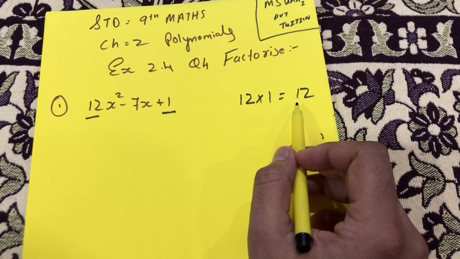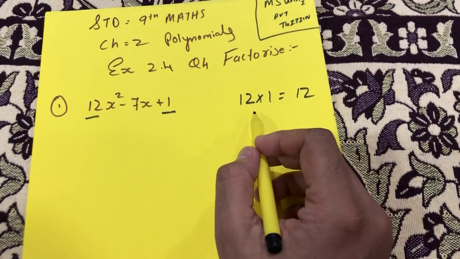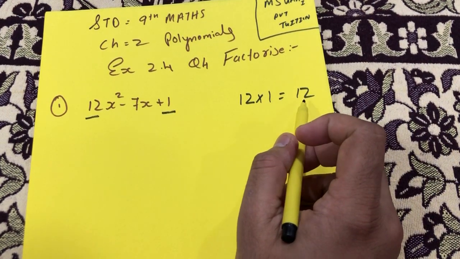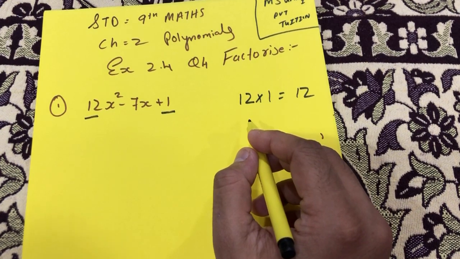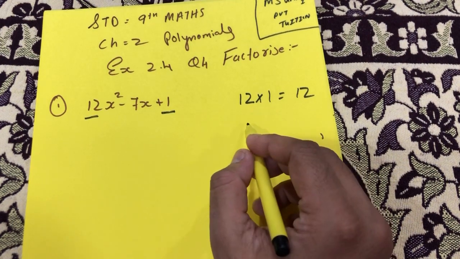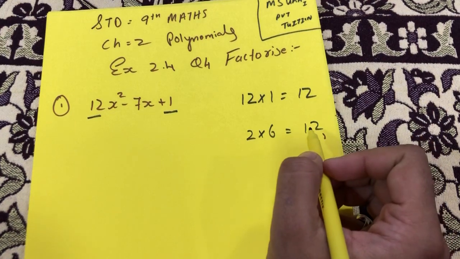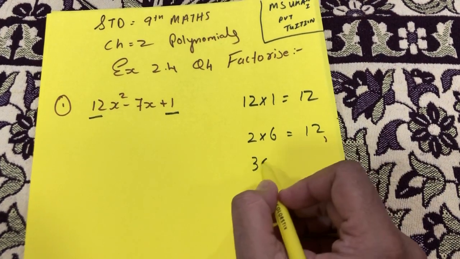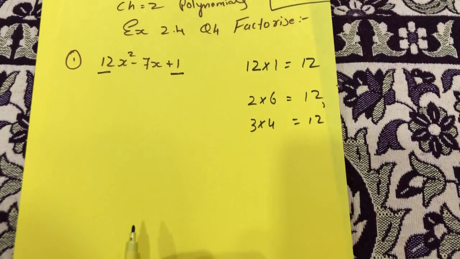That means in which tables 12 will come. So we are taking out the factors of 12. 12 will come as 12 ones, 2 sixes will also come as 12, and 3 fours will also come as 12.